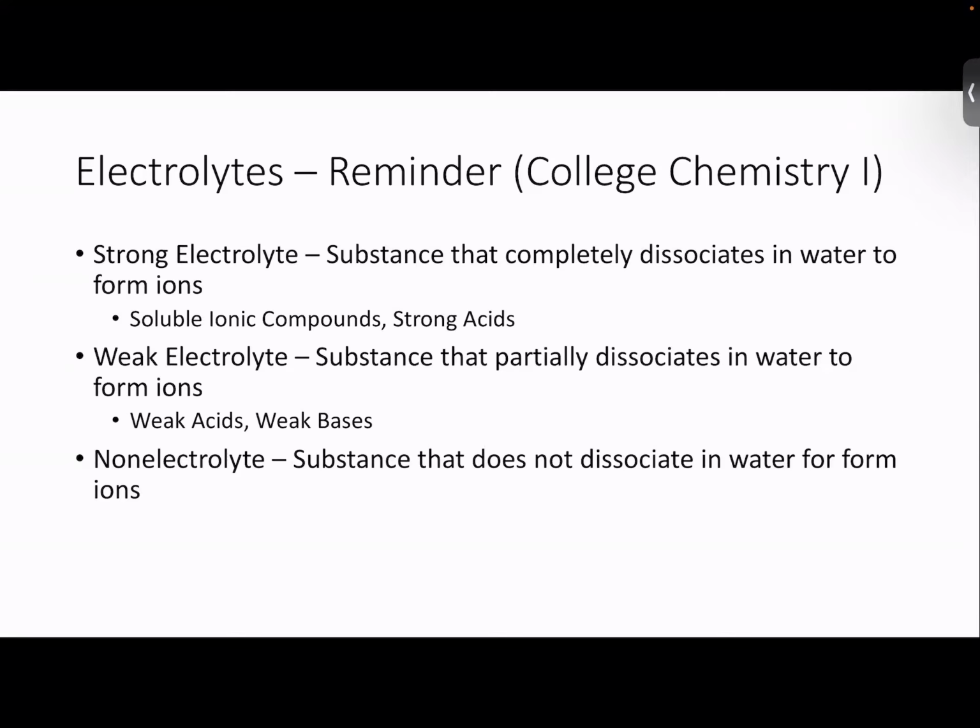I'm going to first discuss the non-electrolytes, and then I'm going to come back to the strong electrolytes and help you with recalling a little bit about strong electrolytes.